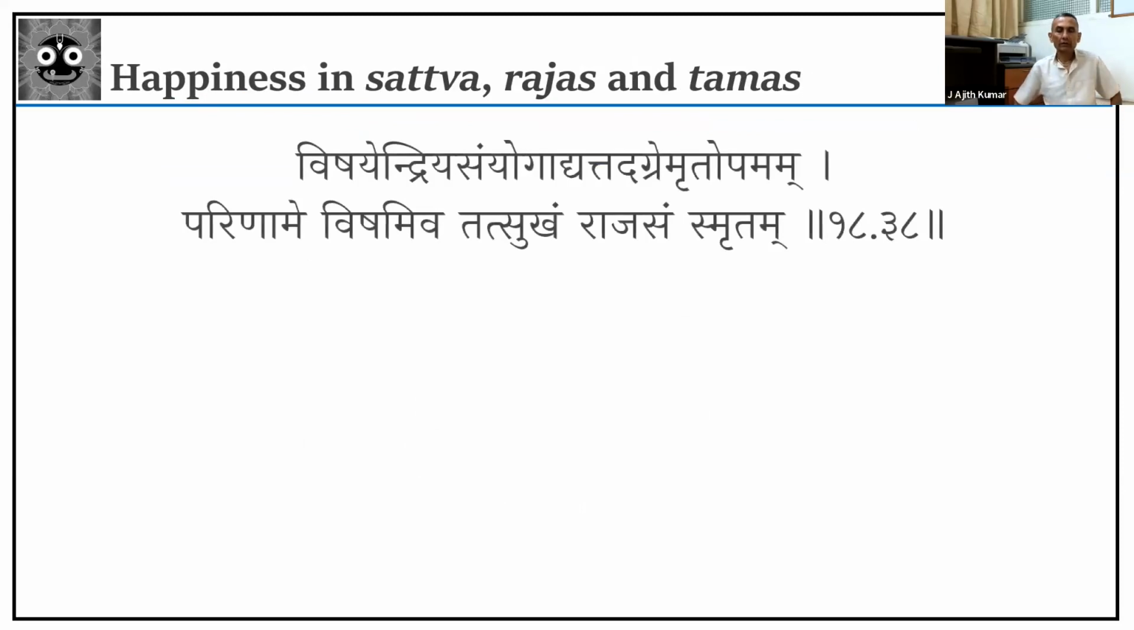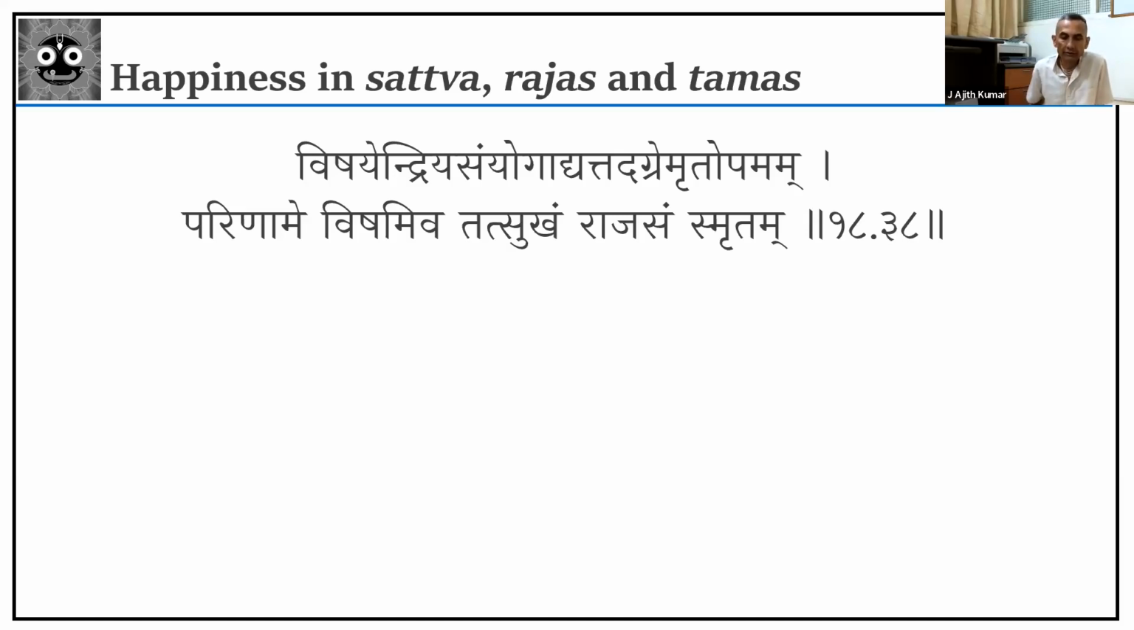Now let's look at rajasika sukha. Vishayendriya sanyogat yattad agre amrutopamam pariname vishamiva tat sukham rajasamsmritam. He says, Vishayendriya sanyogat, owing to contact with the sense objects. Vishaya Indriya means the object of the senses with the senses. When our senses come in contact with their sense objects, yat tat agre amrutopama, that which appears like nectar in the beginning, pariname vishamiva, but like poison at the end. That's sukham rajasam smritam. That kind of happiness is in the mode of rajas, or is under the influence of rajas.